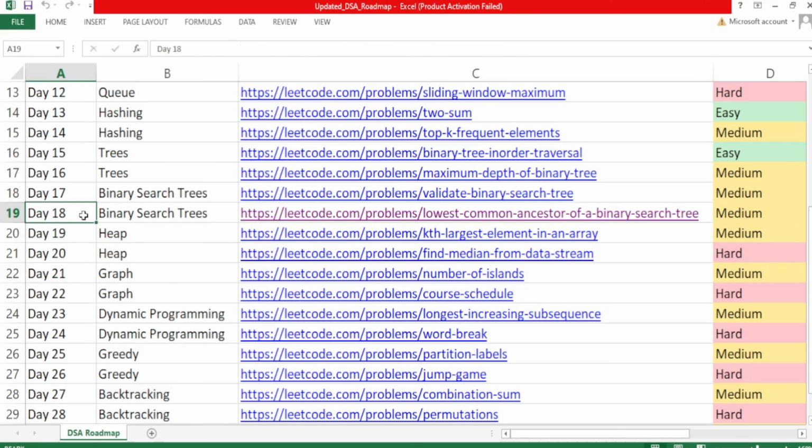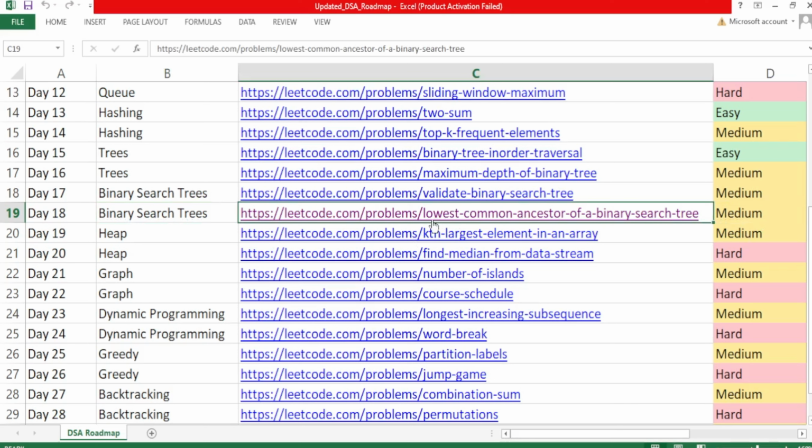So this is our day number 18 and today we are going to solve a problem based on binary search trees, and the level of this question is going to be medium. The name of this question is lowest common ancestor of a binary search tree.